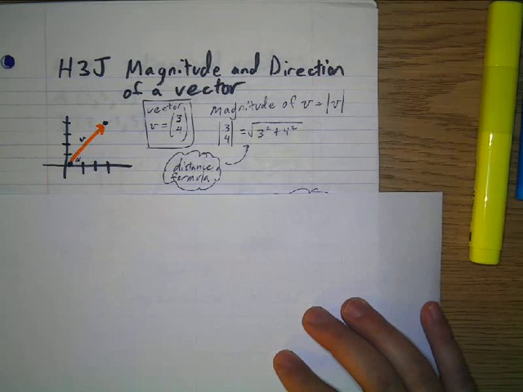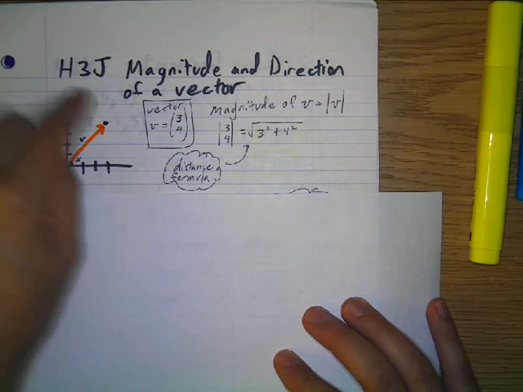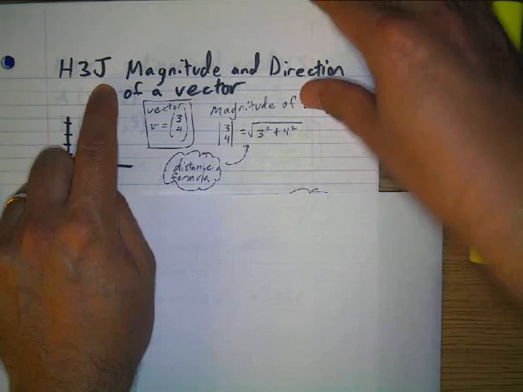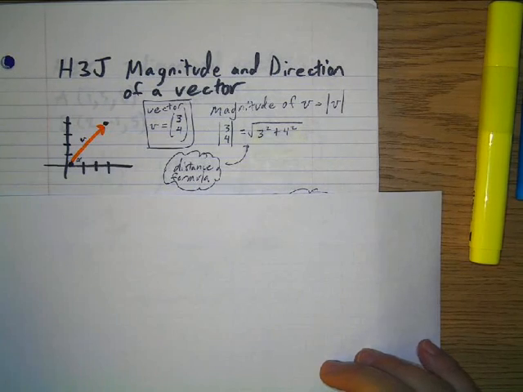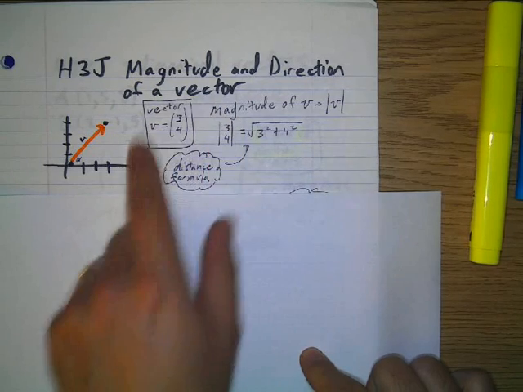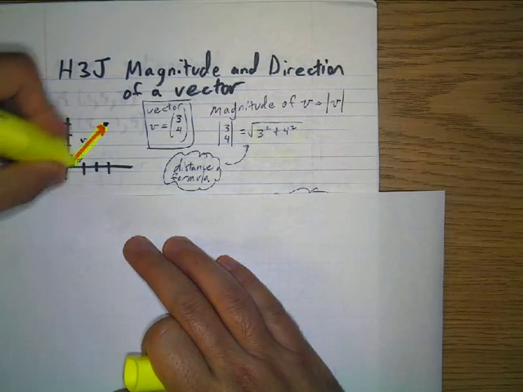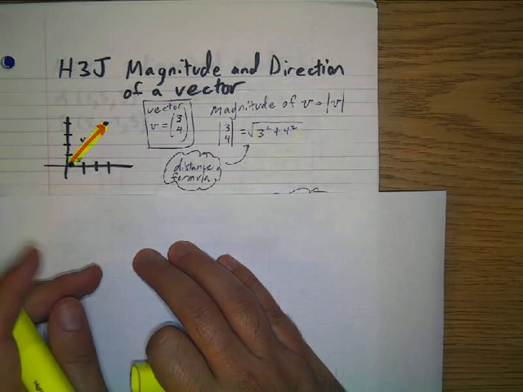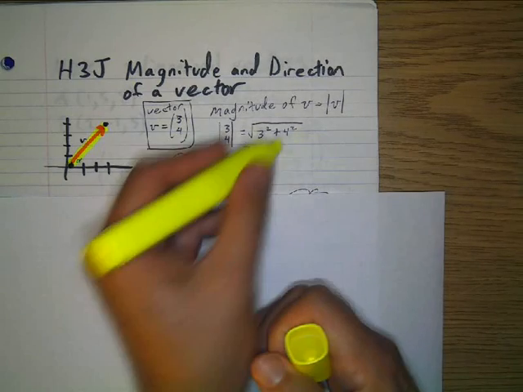All right, now we're going to do high level chapter 3, section J, and high level chapter 3, section K. We're going to start off with magnitude and direction of vectors. So magnitude is the length of the vector. So in order to figure out the length of any line, I have to use the distance formula.